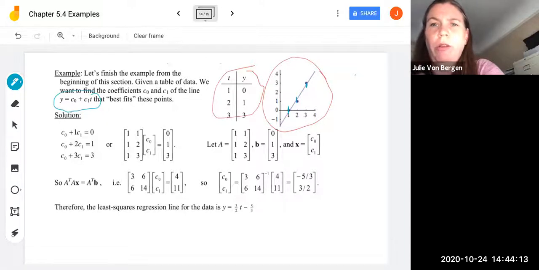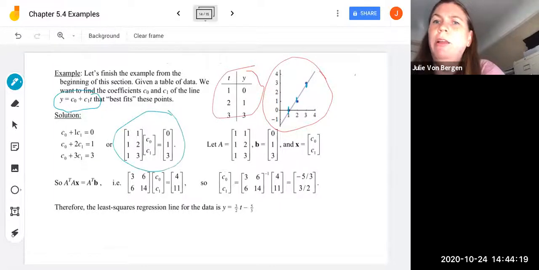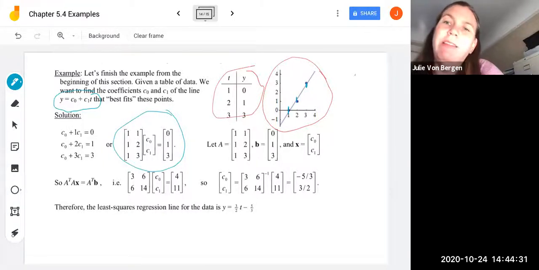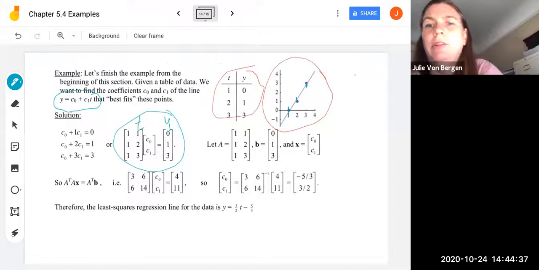Okay, so we know that we've got our coefficient matrices here. The 1, 1, 1 corresponds to the coefficients for the C0s. And then the 1, 2, 3 are the t values, which are going to get multiplied by C1, because C1 is our slope. And all of this has to equal our y values here, the 0, 1, 2, 3. So that's t and y here. So we're going to let matrix A, of course, be our coefficient matrix, the 1, 1, 1 and 1, 2, 3 as columns. And then matrix B is going to be our y values, our solutions. And matrix X is going to be those coefficients we're looking for, C0 and C1.